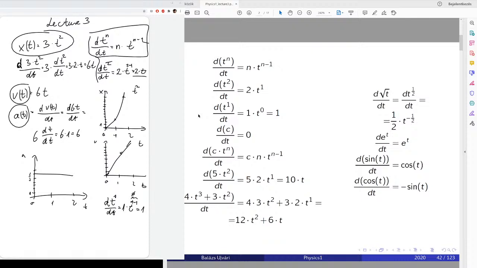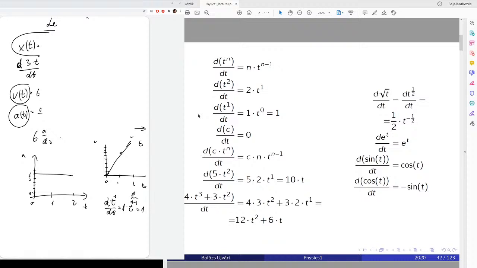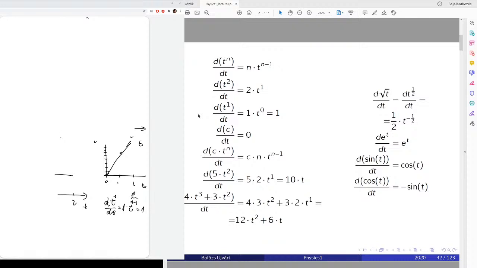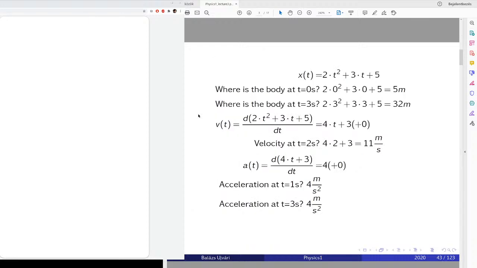Here are some rules. But as I've said, you only have to know how to derive a polynomial function. Alright. You can solve it, or we can solve it in the seminar. If you have an x(t) function, you should be able to answer the question where the body is at a given time, or what the velocity is at a given time, or what the acceleration is.